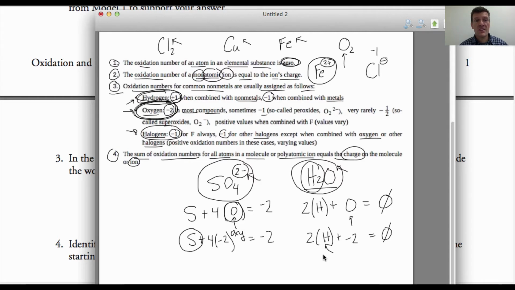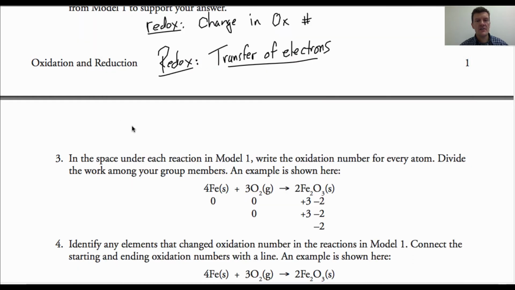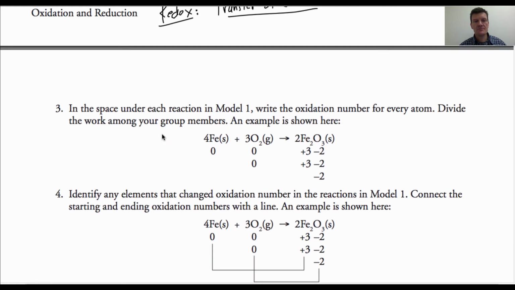So that's how you find the oxidation numbers of each atom of all the elements in a reaction, and then we compare the left side, reactant side, to the right side, product side, and see if there is a change in any atom's oxidation number. If there is a change, that tells us that there's been a transfer of electrons, and it is a redox reaction. So, right here, let's practice this a little bit.